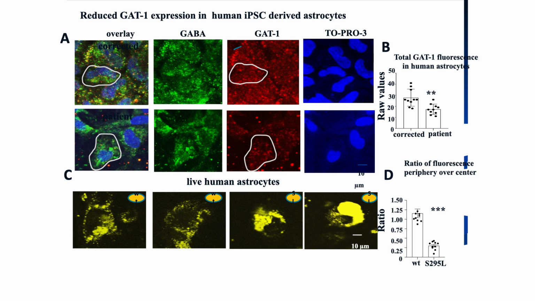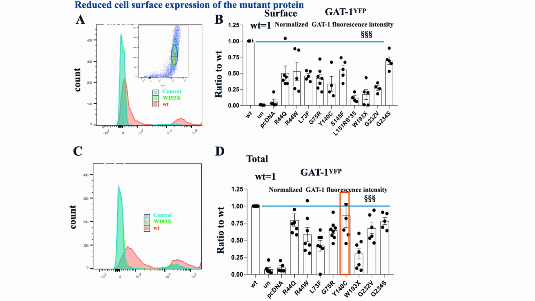Compared with the wild type, you see a pretty nice, even distribution at the membrane, but Maxwell's mutant protein is very enriched around the nucleus. This is more like a classic ER retention. So this just shows some examples. And then we wonder, where is the mutant protein? Can it reach the cell surface?